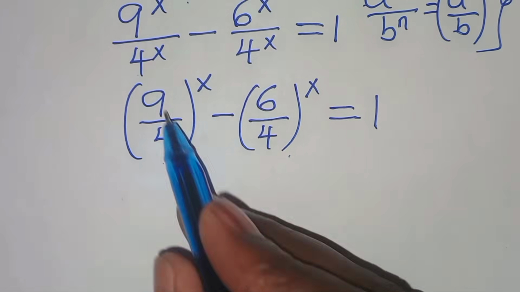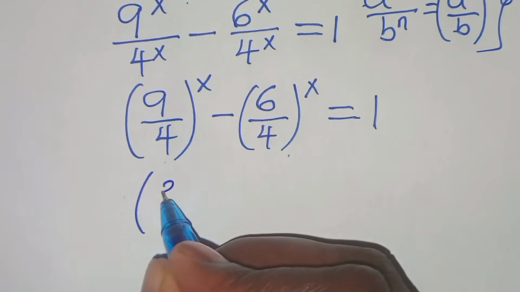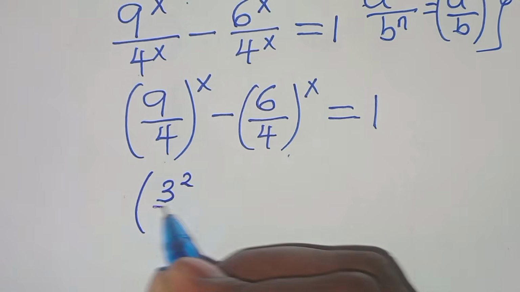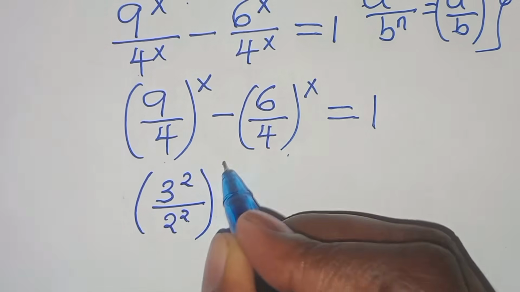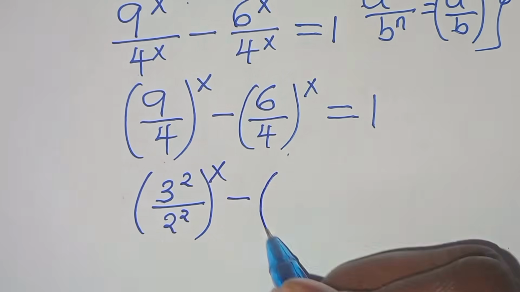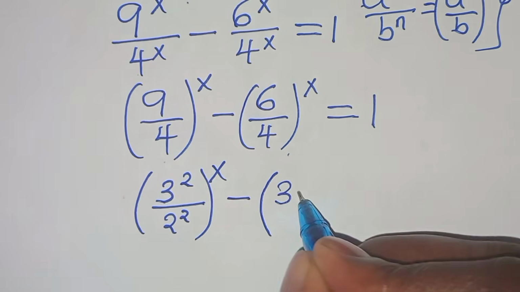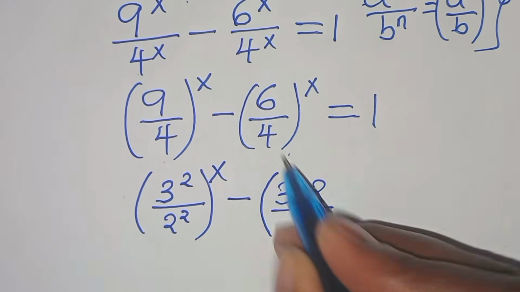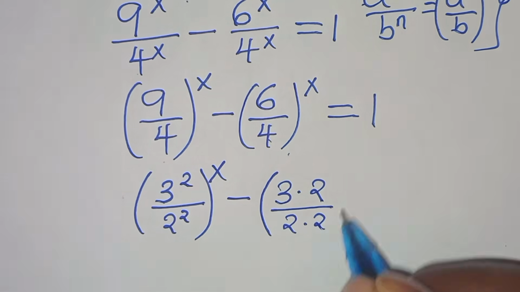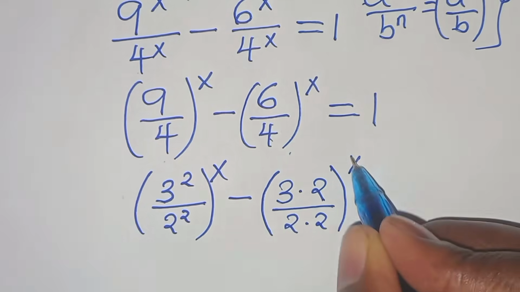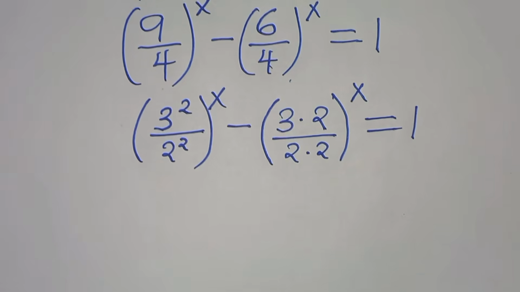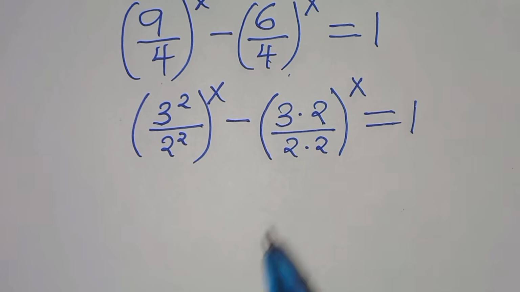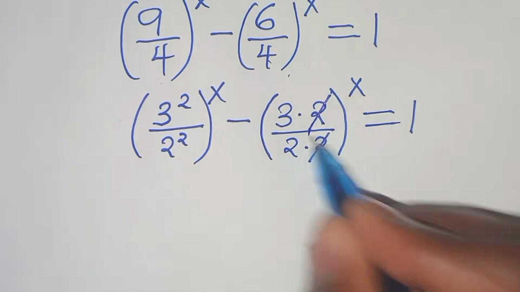Now, we can express 9. This is the same thing as 3 to the power of 2 divided by 4, which is 2 to the power of 2, then raised to the power of x, then subtract 6, which is 3 multiplied by 2, then divided by 4, which is 2 times 2. Everything here raised to the power of x. This is equal to 1. The next step is we can simplify 2 and 2 here.